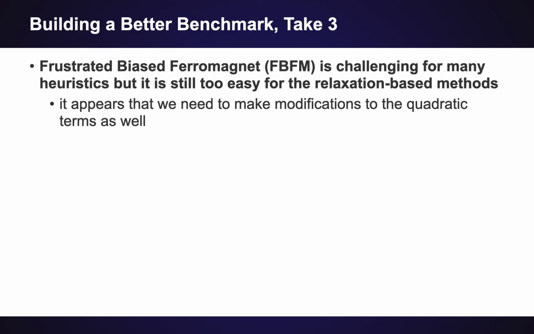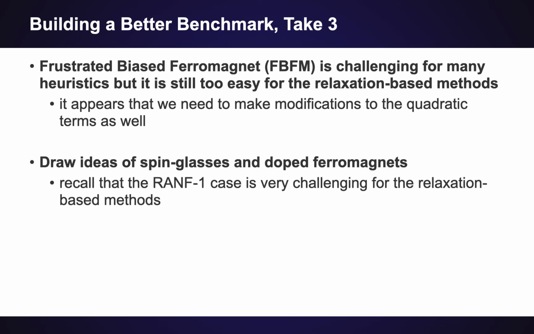So here we can try a third take on building a better benchmark. So this frustrated biased ferromagnet is challenging for many of the local search heuristics, but it's too easy for these relaxation-based methods. We need to make modifications to the quadratic terms of the problem, because frustration in the linear terms is clearly not enough. We draw ideas from the spin glass and doped ferromagnet literature, recalling that RAN F case that we showed in the beginning of this talk was very challenging for all of the methods considered. Maybe some of the idea of corruption or doping could make this particular problem harder.